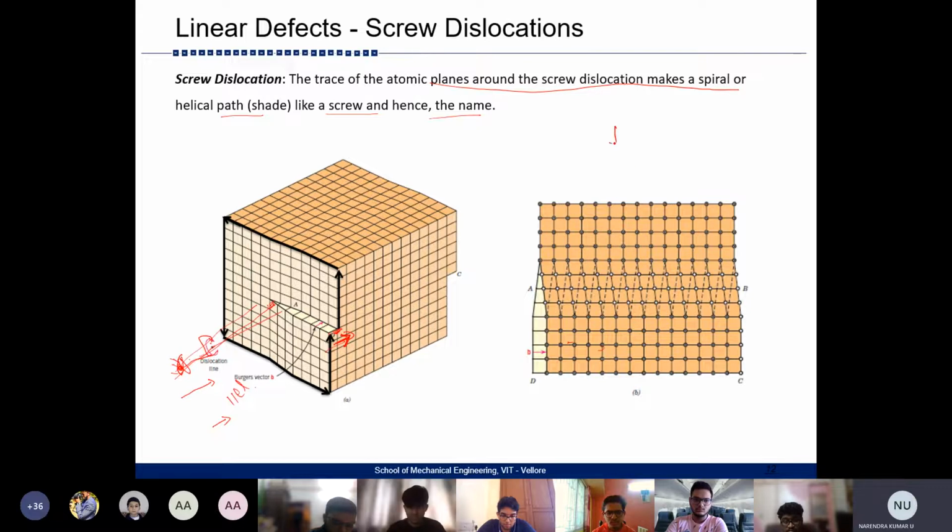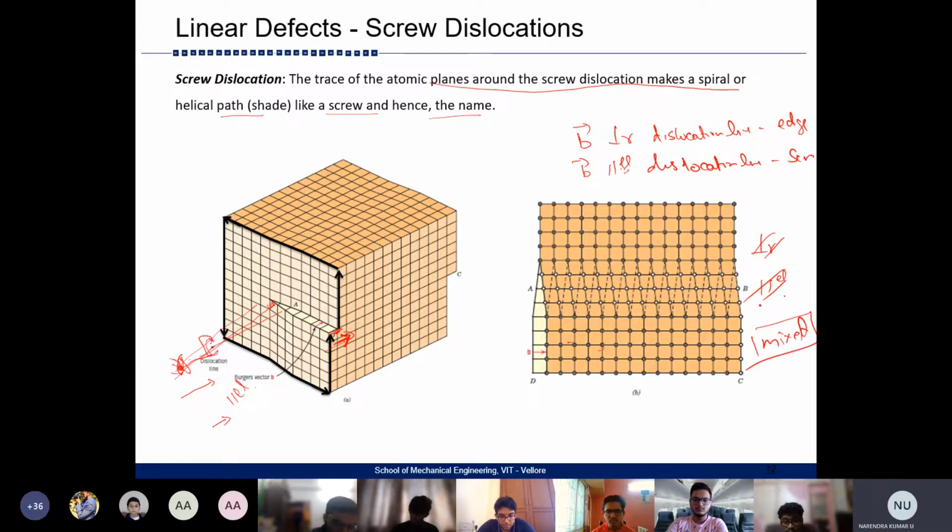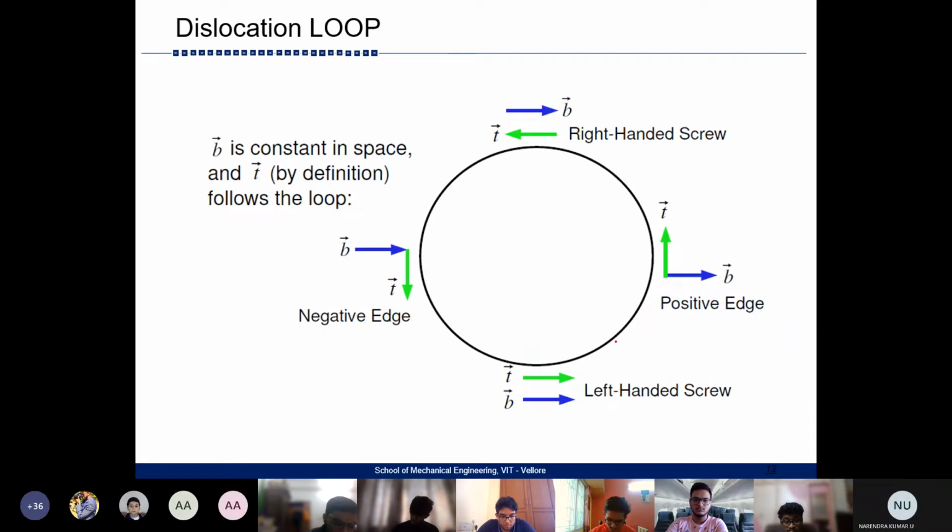So I said it is perpendicular, parallel. Burgers vector, dislocation line, edge. Dislocation line, screw. But if it is neither perpendicular nor parallel, then it is called a mixed dislocation. That means both are there. So this is what it is.